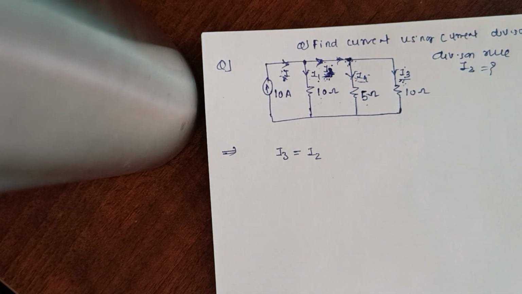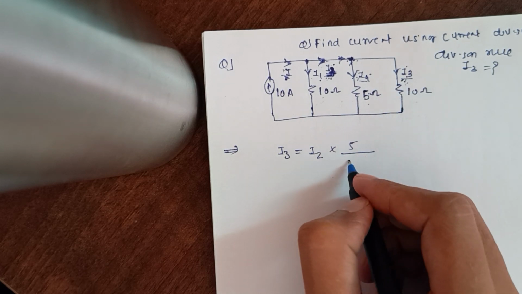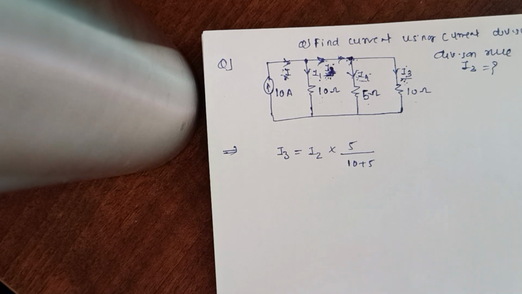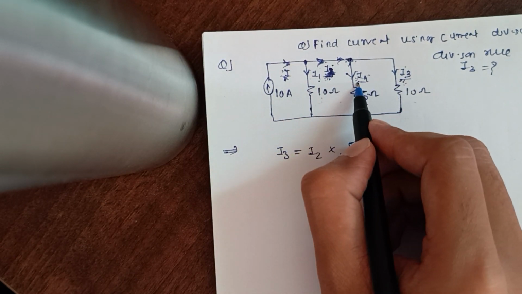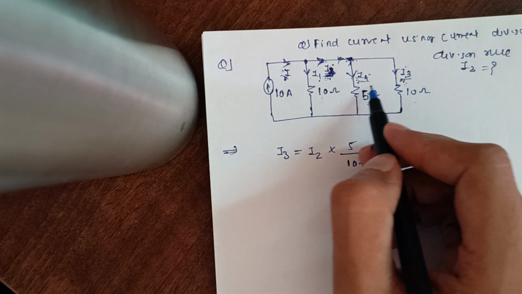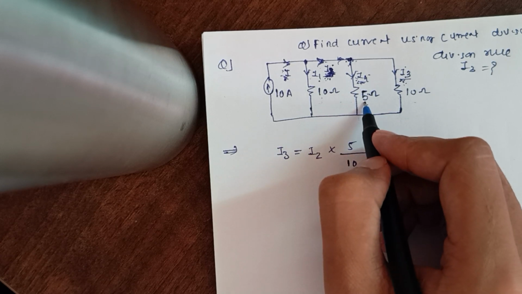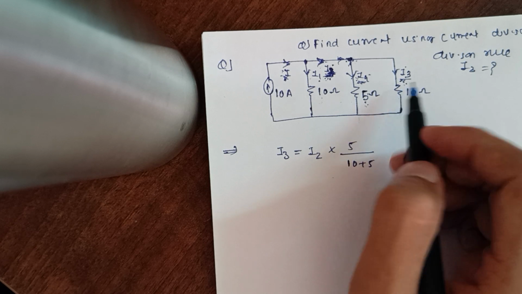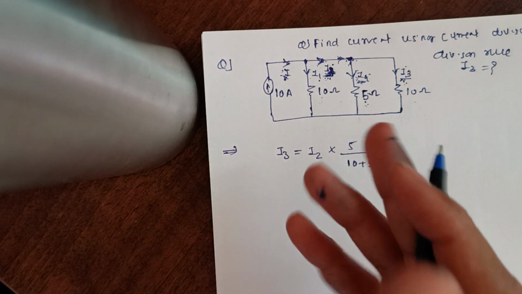So I should take the opposite resistance, that is 5 ohm, over the summation of the resistances. Because this I2 current is divided into I4 and I3, I should take the other resistance as well. This is the more crucial step. You should be able to identify which current is going to divide.